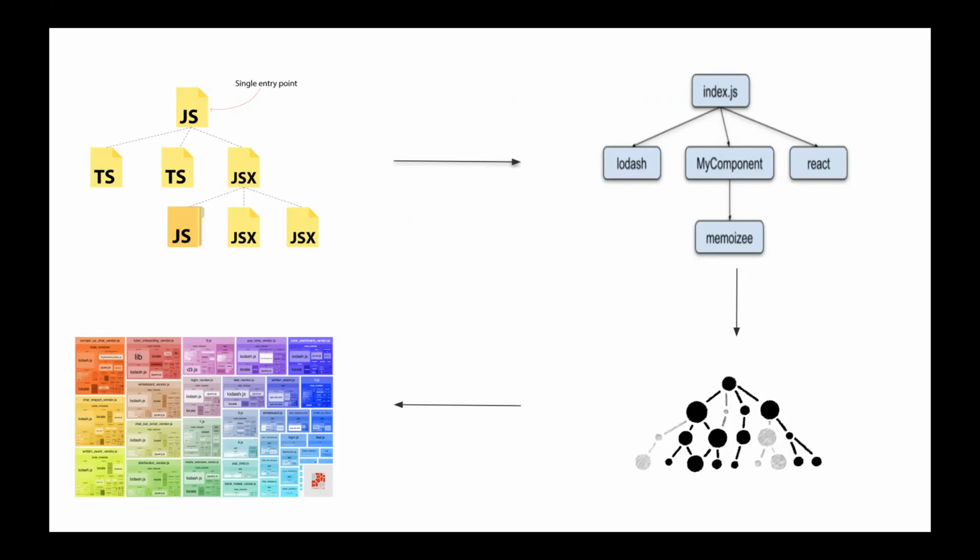So this is a very general overview of how Webpack works. Again, if you go through it, it takes an entry point, it creates a dependency graph, it creates an abstract syntax tree of the complete dependency graph, and then it generates bundles. So it's very simple, right?